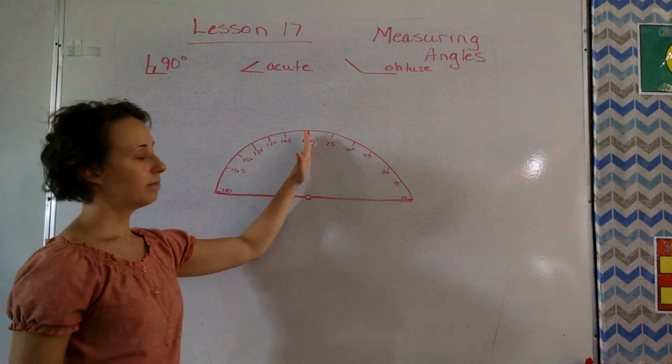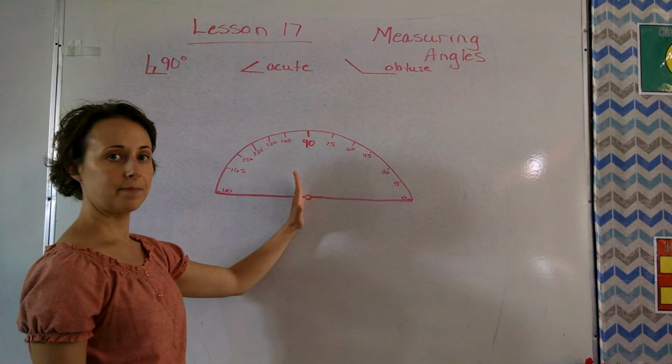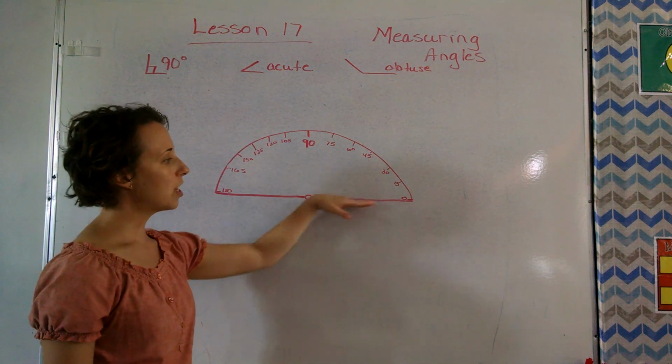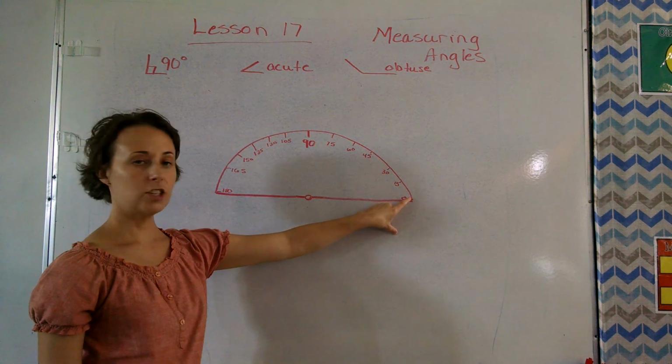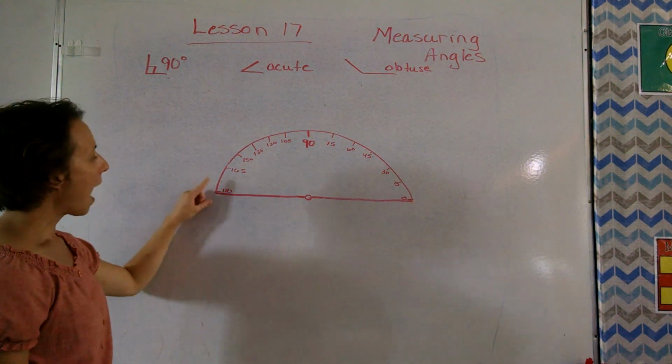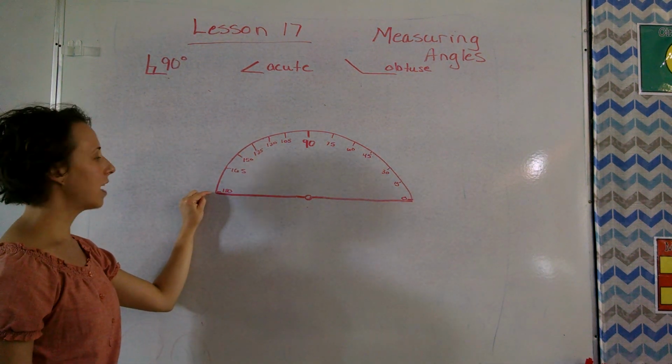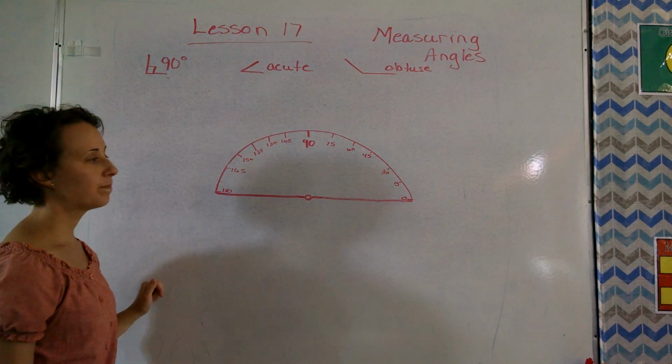In the middle goes 90 degrees. Just above the line on one side goes a 0. So draw a little line just above the bottom. And just above the line on the other side goes 180 degrees.